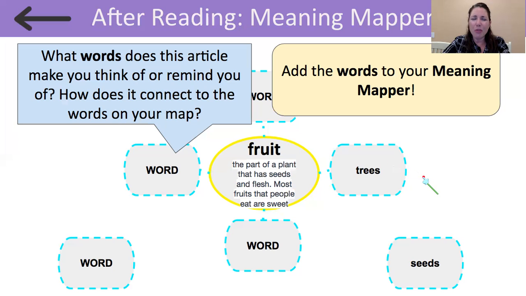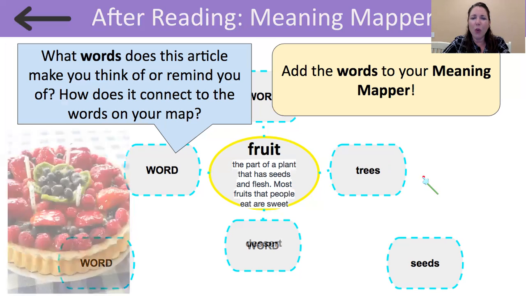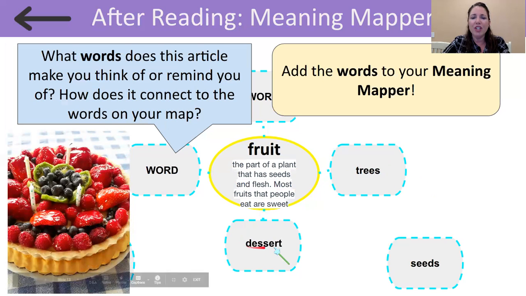So readers, as I was reading through this article, a word that came to my mind was dessert. So a lot of different desserts are made with fruit. Okay, so I think it connects directly to the word fruit.